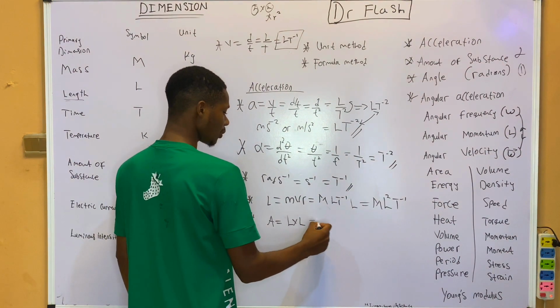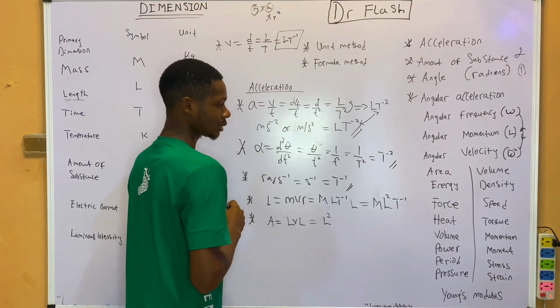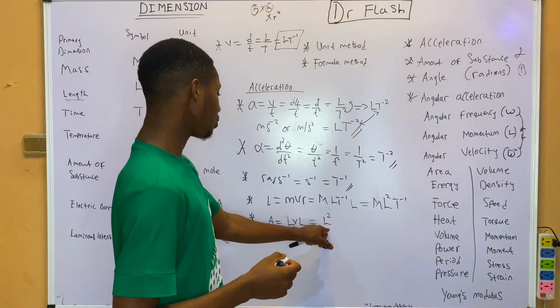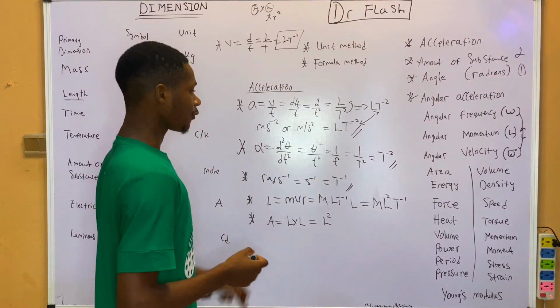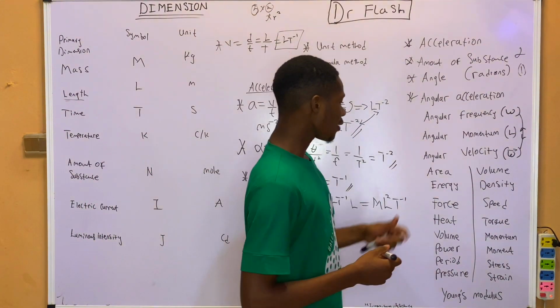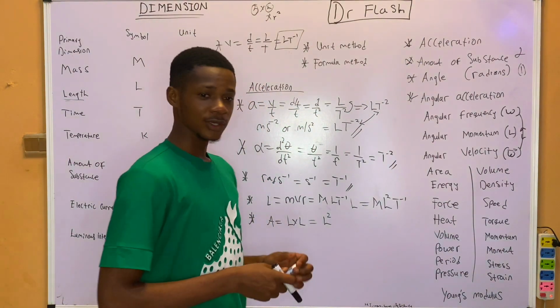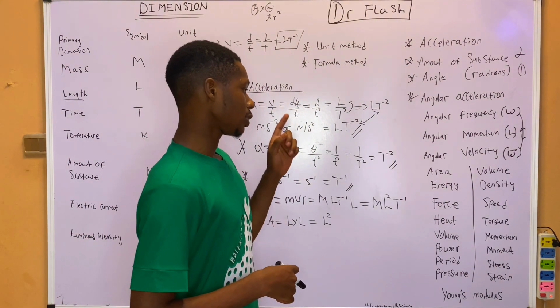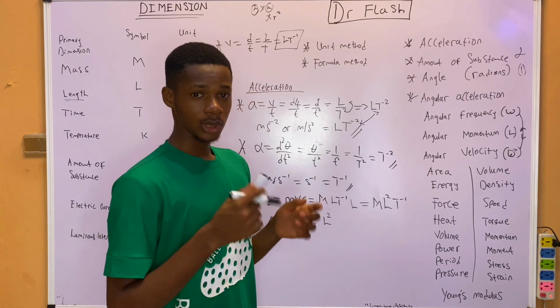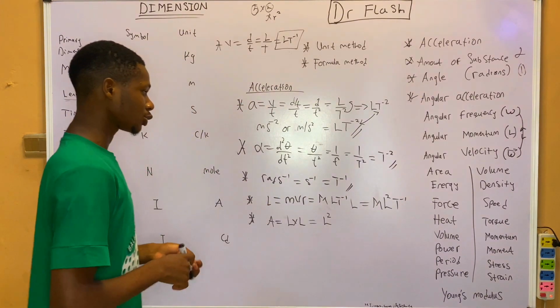So for this guy, we're going to obtain L squared as the area, okay? Or rather, the L squared becomes the dimension of area. On the board, we also have energy. You could try this one, the same thing, okay? If you want to try these other ones, I would advise you to pause the video and try doing these ones, okay? When you're done, you can play the video and see if you're actually correct.